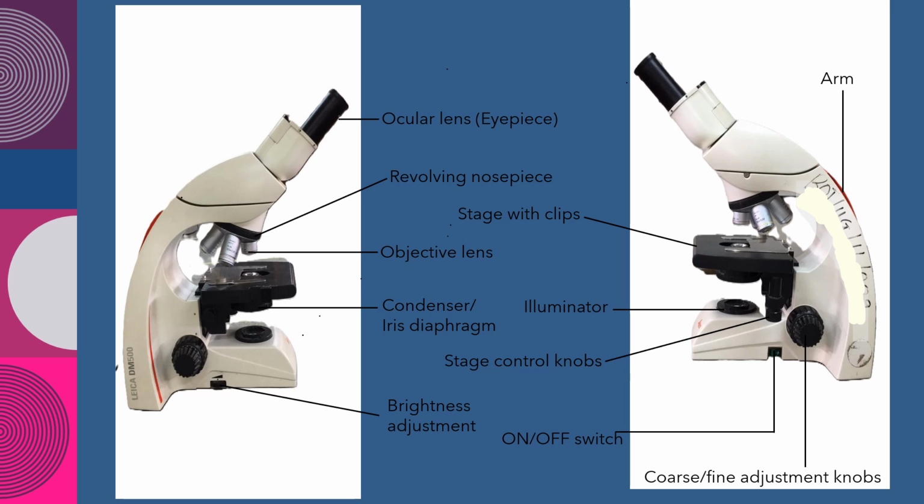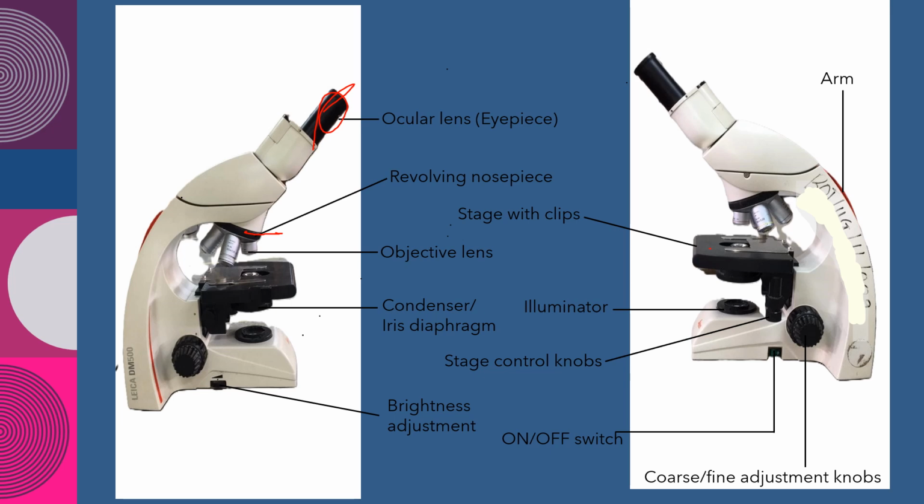So now, what are the parts of the compound light microscope? We have the ocular lens, which is the eyepiece. That is what we see at the top here. And then we have the revolving nosepiece. That's the dark part we see here. We have the objective lenses. They are actually 4 in number. We'll see them in more detail later. Then we have the stage with clips.